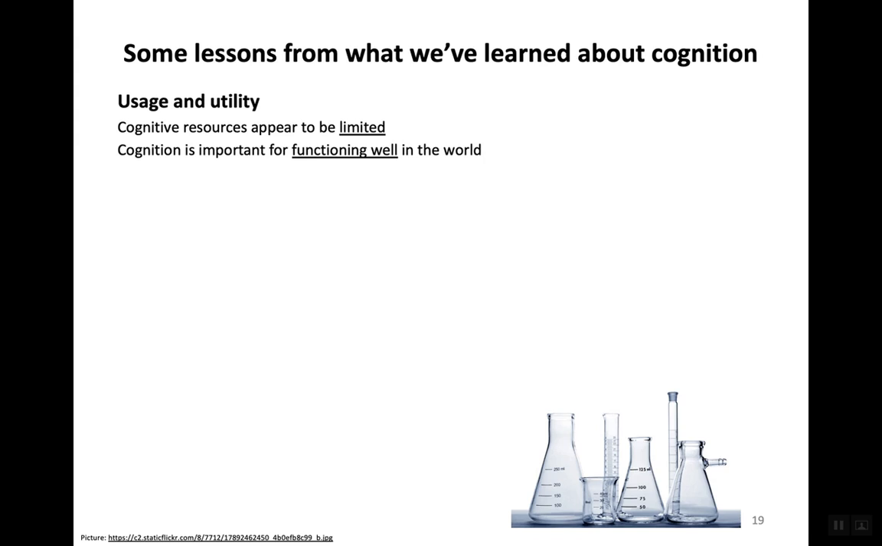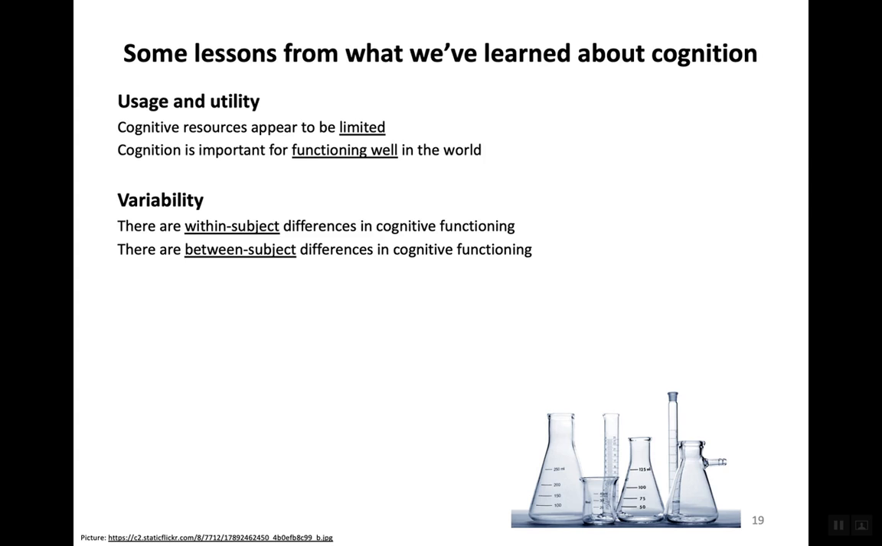Also, and this might seem trivial for you, but at some point it wasn't obvious, cognition is important for functioning well in the world. If you do want to function well, if you care about your well-being, then memory is essential, perception is important, your ability to regulate your emotions, to reach decisions efficiently is also important. So cognition is key ultimately to well-being and to well-functioning.